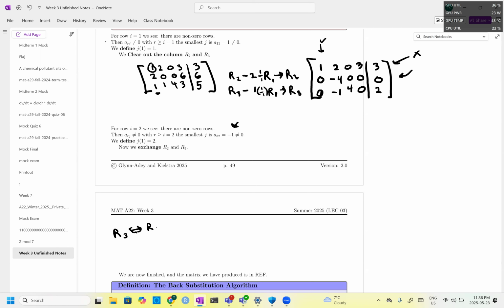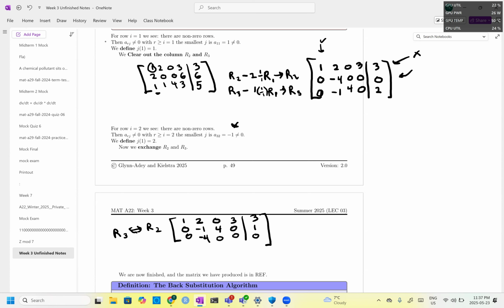R3 swapping with R2 gives the matrix 1, 2, 0, 3, 3, 0, minus 1, 4, 0, 1, 0, minus 4, 0, 0, 0. From here, we eliminate everything below.